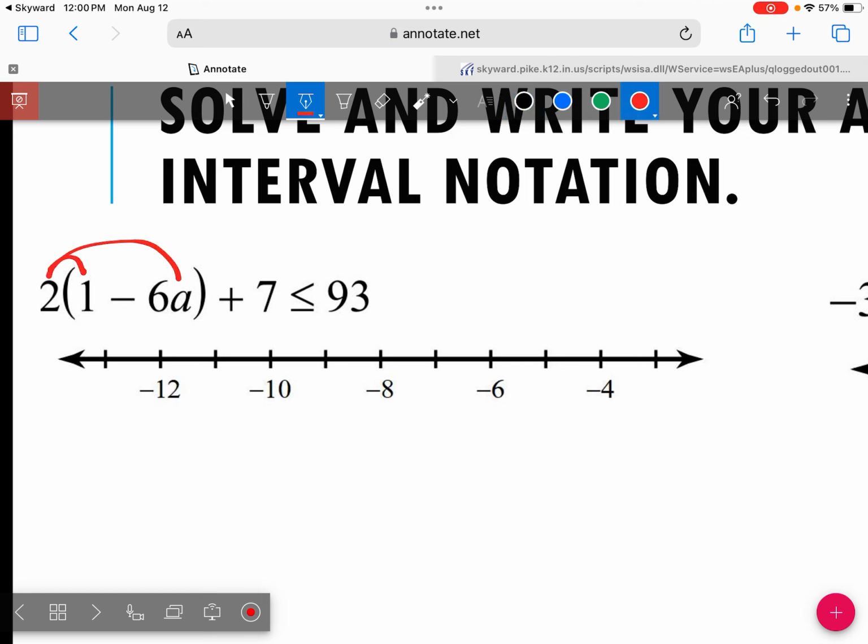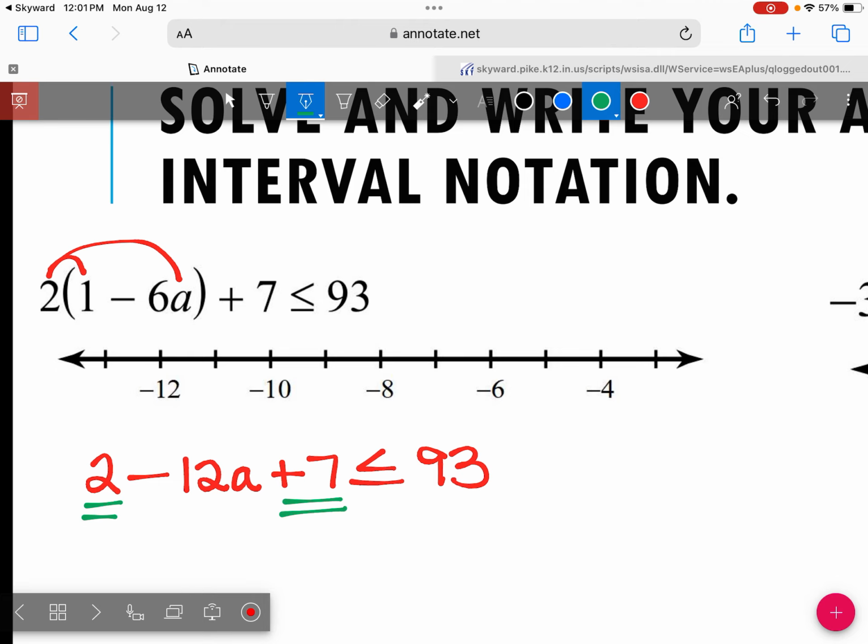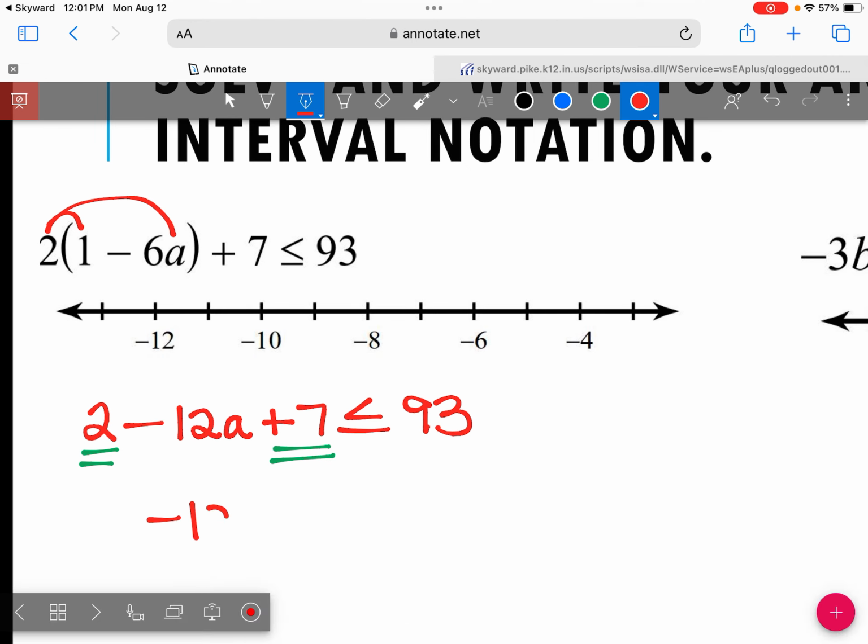First, you're going to distribute that 2, which is going to give you 2 minus 12a plus 7 is less than or equal to 93. So I distributed the 2. And now what do you think I'm going to do? Add your like terms. So that would be positive 2 and positive 7. Positive 2 and positive 7 equal 9. So that would be negative 12a plus 9 is less than or equal to 93. And now we're going to subtract the 9 from both sides.